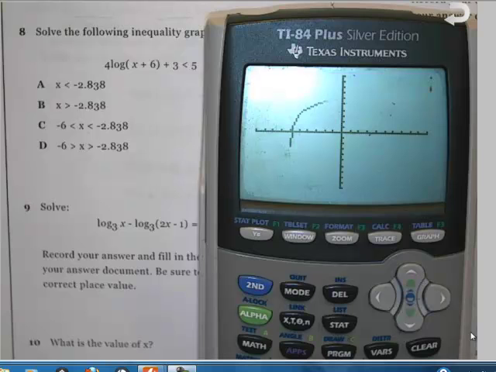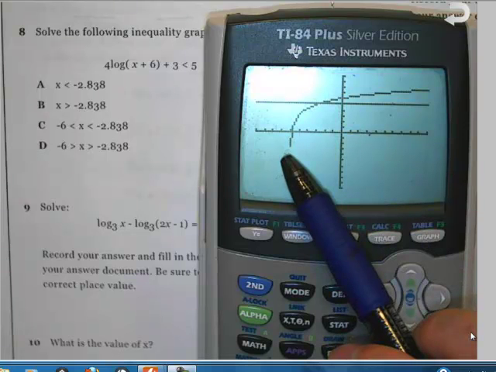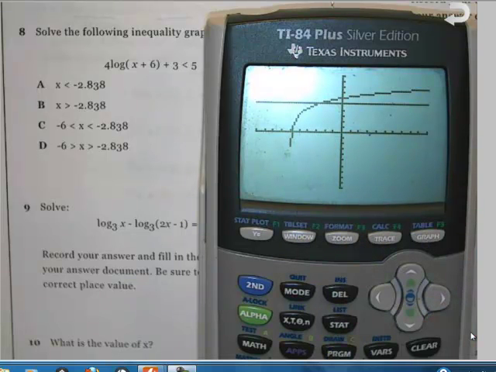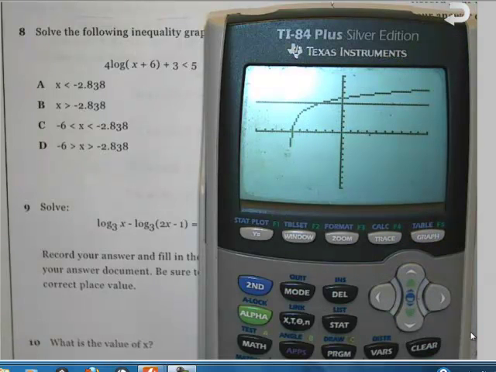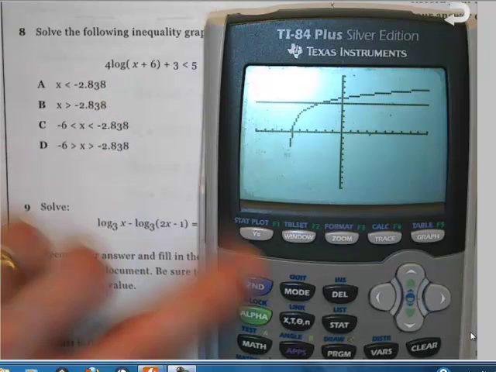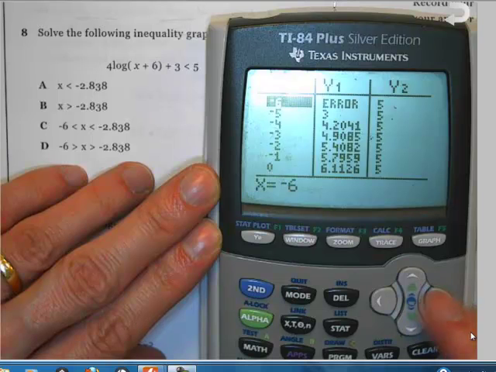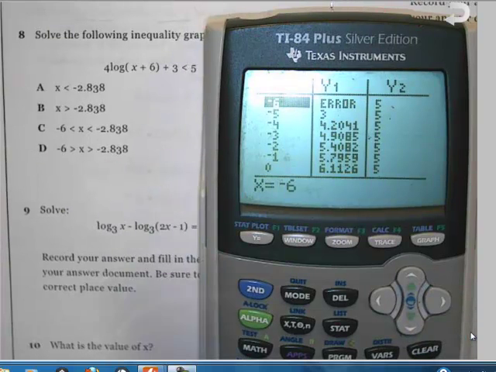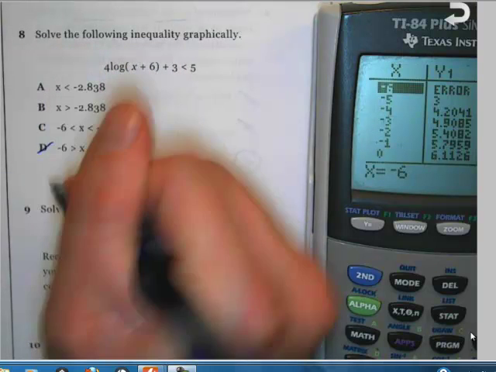And so we go to our calculator. Here we have our nice logarithmic function, and there we have our constant line 5. Now we're looking for where the logarithm is less. Okay, now this tells us we have a bound. We have an asymptote here at negative 6 because you can't take the log of 0. So if we go to our table, we see that where x is negative 6, we have an error. That's the beginning of our asymptote. So right away we can eliminate D, because the asymptotes are going the wrong way.